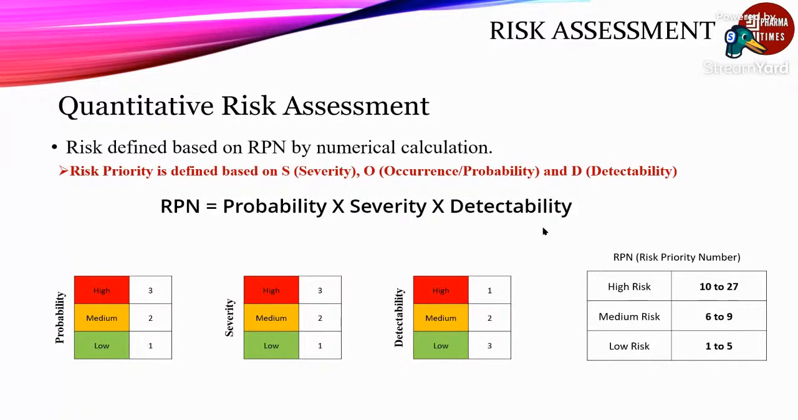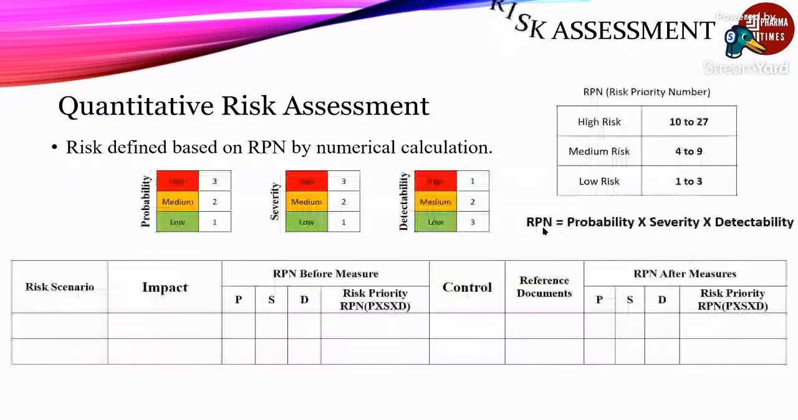Then I multiply these three, probability, severity and detectability, and what I get is one single number. So I define three scenarios. If the number is between 1 to 5, it is low risk priority. If it is between 6 to 9, it is a medium risk priority. If it is between 10 to 27, then it is high risk priority.